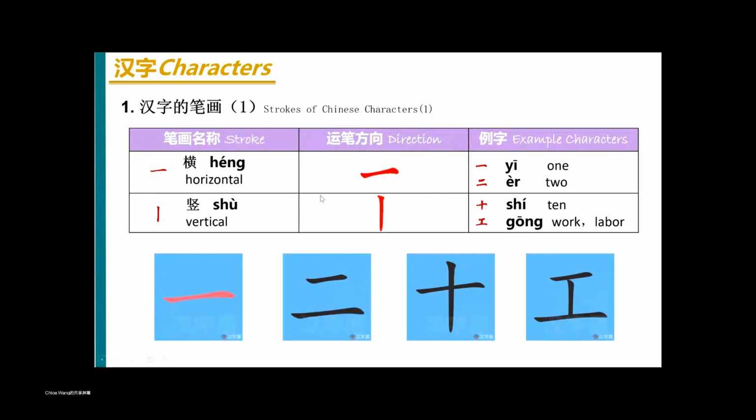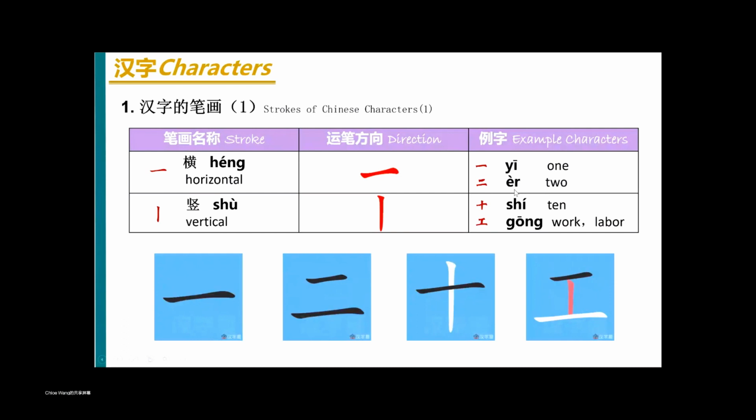And how we use these strokes, the first one, 横, 一 means number one. So it's only using this simple 横, and this GIF picture helps you to know the direction of writing the character as well. And the second character we're using 横 is this, the number 2, 二.